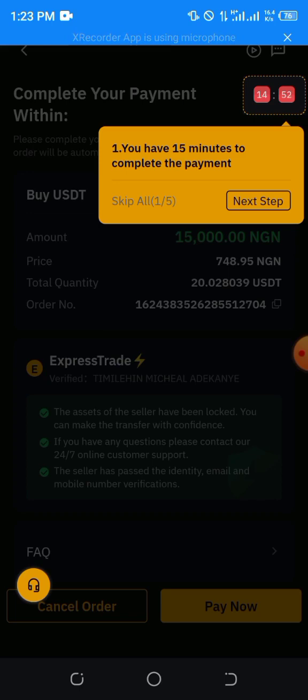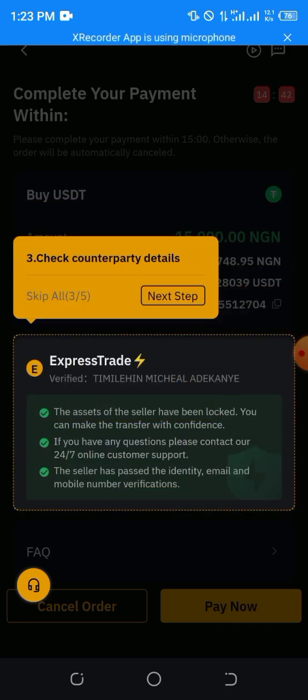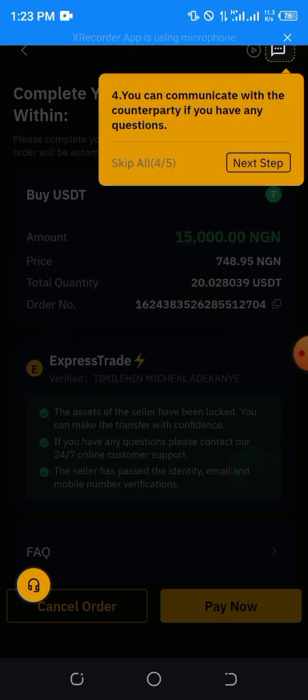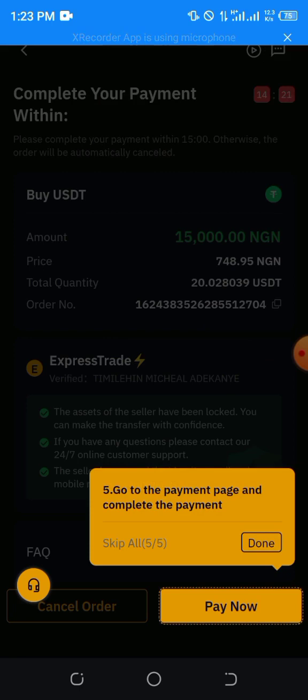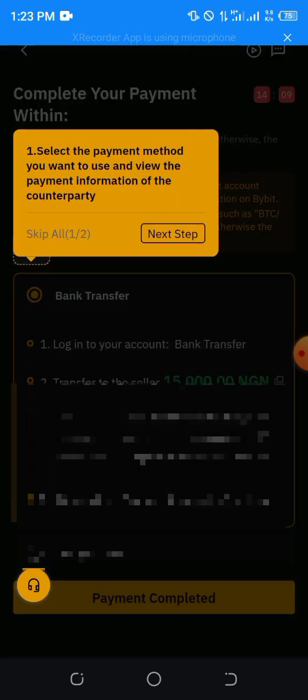I have 15 minutes to make payment, and this is the amount I am paying. Then I'm going to check the details of the person I'm going to pay, and check counterparty details. The asset seller has been locked, meaning he cannot change his mind from selling, and his identity is verified by the community. Then I can communicate with him, go to payment and complete my payment. If I'm cool with this, I'm going to click on pay now or cancel order. So I'm cool with this, so I'm going to click on this.